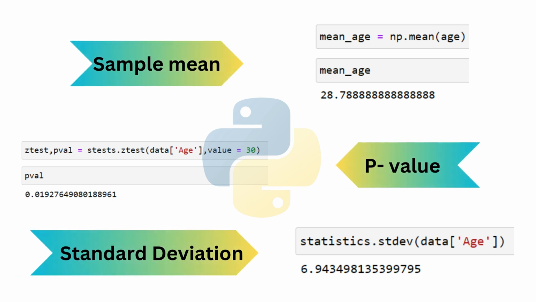The same analysis I have done using the Python programming language. I have found the mean of age, p-value, and standard deviation from the cardio good fitness dataset.